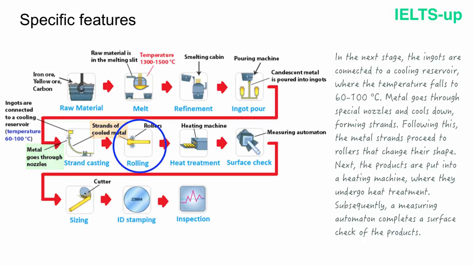Following this, the metal strands proceed to rollers that change their shape. Next, the products are put into a heating machine, where they undergo heat treatment. Subsequently, a measuring automaton completes a surface check of the products. As you see, I describe the stages of the process sequentially, using all the information provided by our diagram.